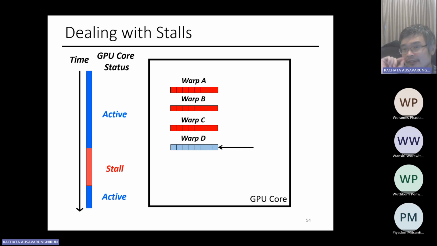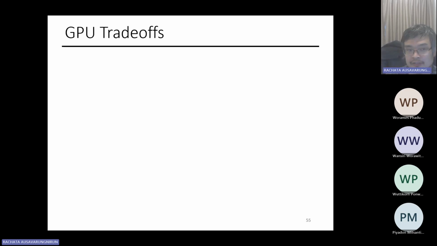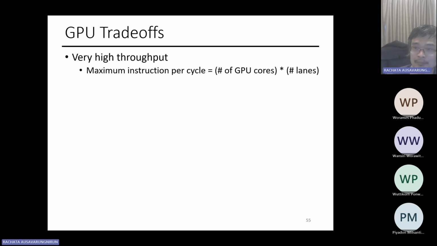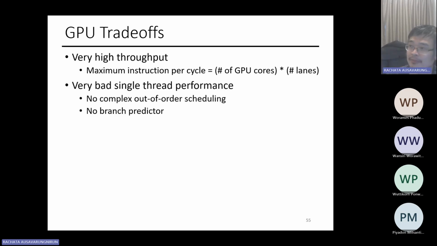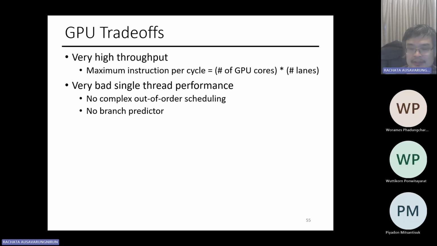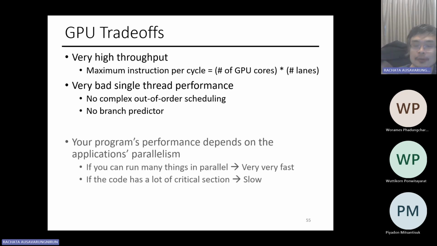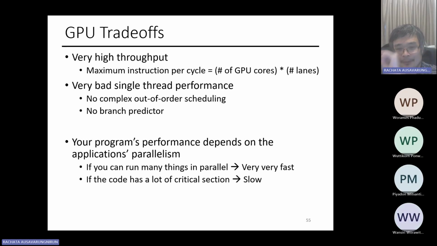All right. So as you can see, there are clear trade-offs. You get so much throughput because you have a number of cores, plus each core has multiple warps. So that's a really high instruction per cycle. But for single thread performance, it's really bad because you don't have the complex out-of-order scheduling. There's no branch predictor. There's nothing to assist the execution of one thread. So your program performance depends on whether your application can be done in parallel or not. If you can, it's going to be really, really fast. If you cannot, it's going to be really, really slow.